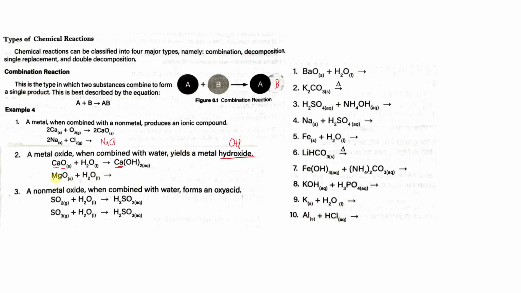How about for this one? We have here magnesium oxide plus water. Again, this produces a metal hydroxide. So copy the metal first. The metal here is the magnesium. We have magnesium and then we have hydroxide. So we have OH. And it's not finished yet because we need to check the charge of this compound.